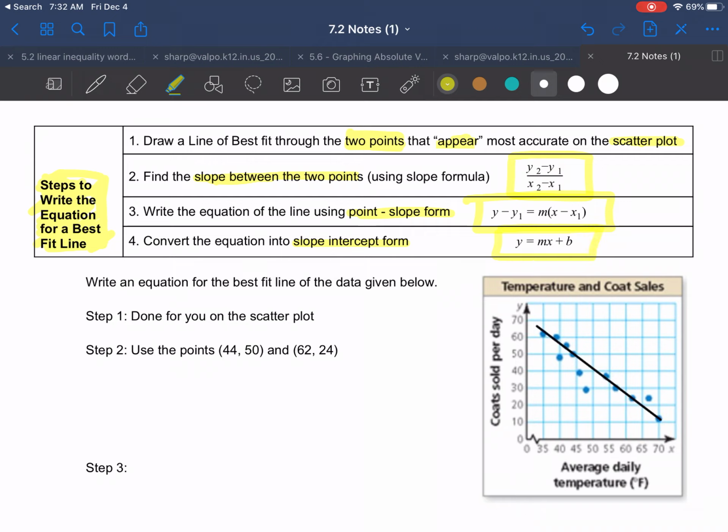Okay, so you have a lot of these skills. It's just about trying to tap back into them and see if you can do the problems. So it says, write an equation for the best fit line of the given data. Step 1, draw your best fit line.